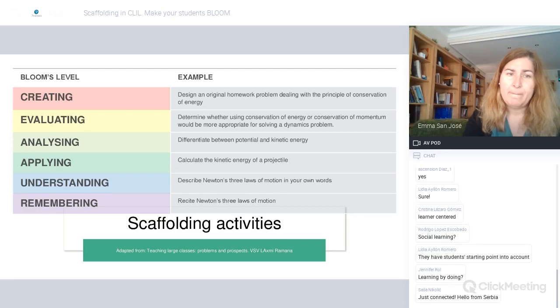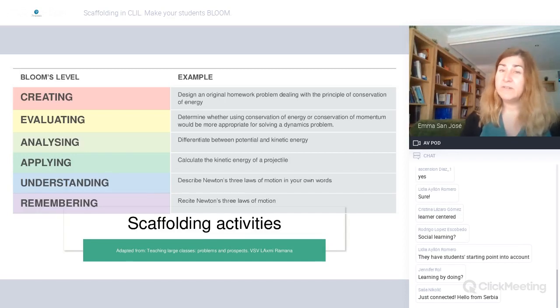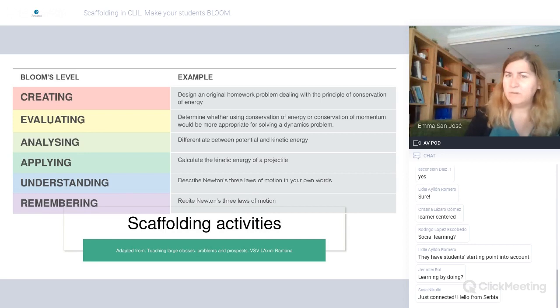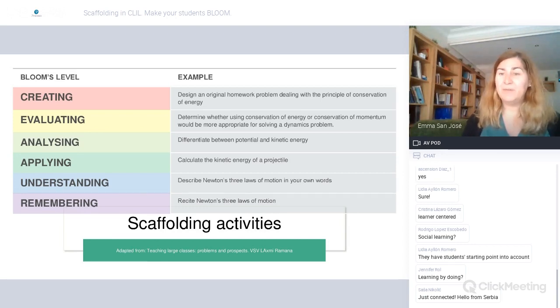Okay, we're analyzing that. Let's move to the next step, evaluating. Determine whether using conservation of energy. Okay, so we've got here a situation that is different, and we have to use the information that we have already and our understanding of these laws of motion to evaluate to see if in this situation one is more appropriate than the other. Remember the why we just mentioned, okay? And why? What would make this one or that one more appropriate? So you know what I mean.